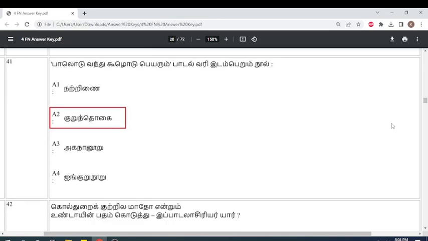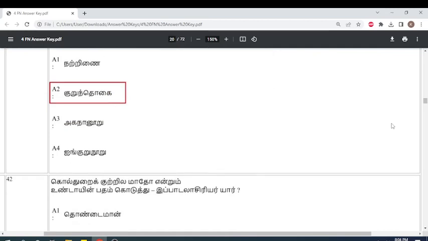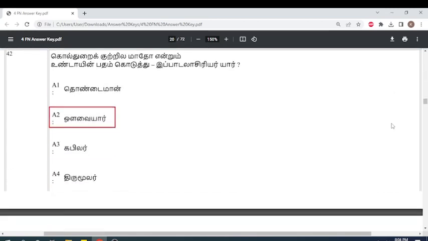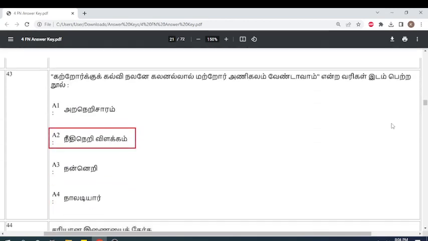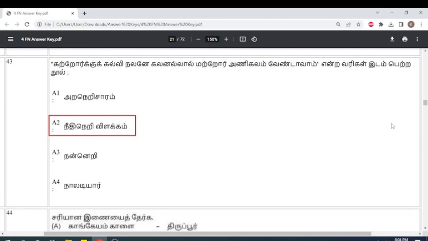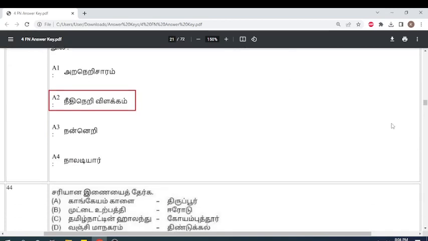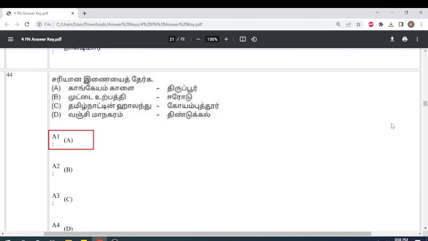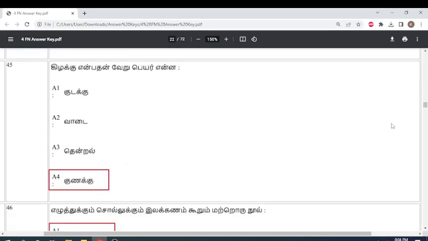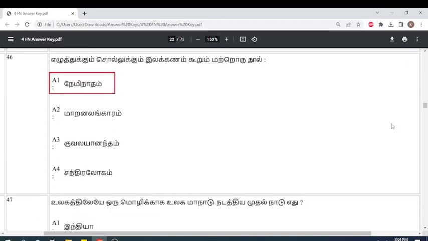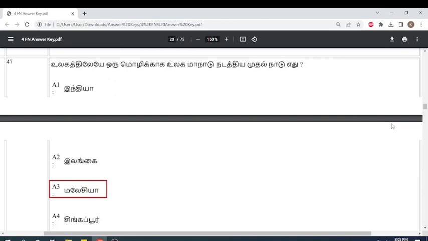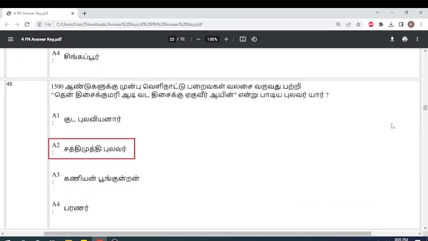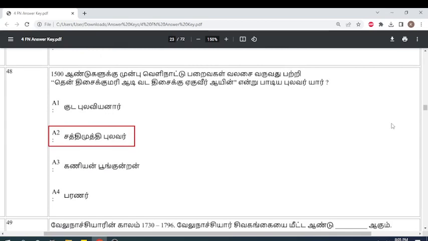41 question can answer A2. 42 question can answer A2. 43 question can answer A2. 44 question can answer A1. 45 question can answer A4. 46 question can answer A1. 47 question can answer A3. 48 question can answer A2.